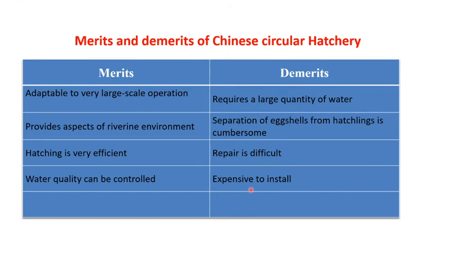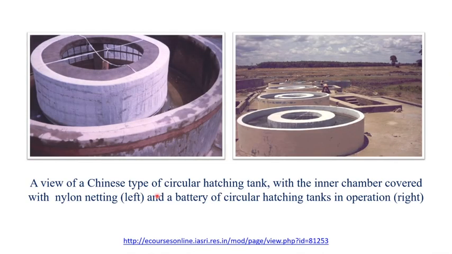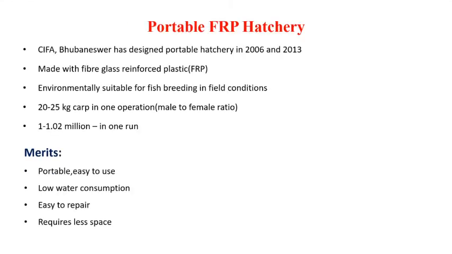expensive to install. In this image, we can see a Chinese type of circular hatching tank with the inner chamber covered with a nylon netting, and a battery of circular hatching tanks in operation in these sides. So on the left side we can see this nylon netting and the left side circular hatching tanks are all in operation. Students, let us learn about an innovative hatchery called the portable FRP hatchery.